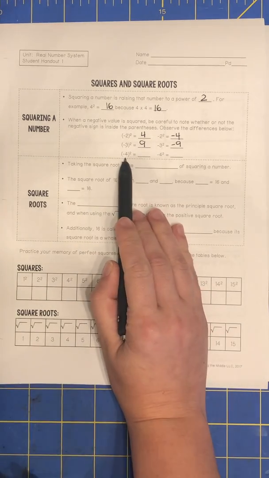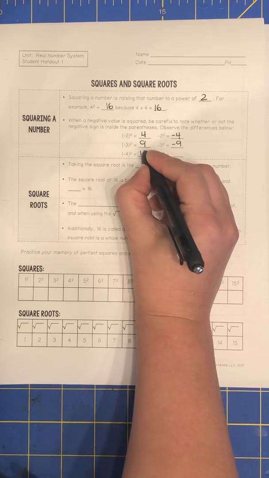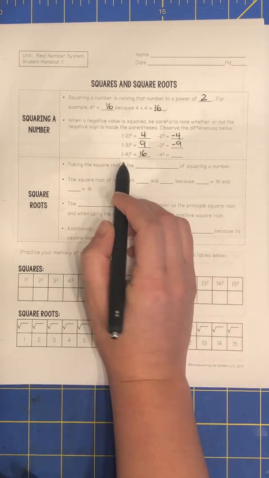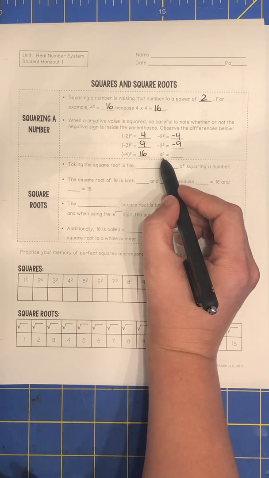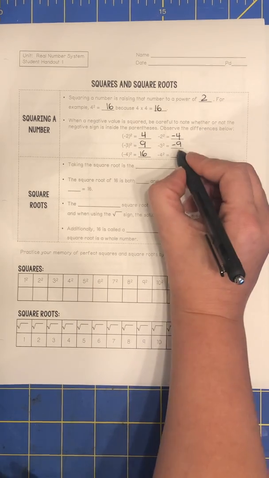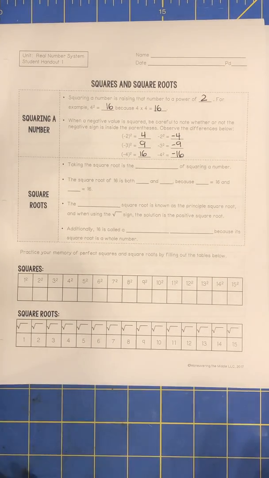Now the next one, I have negative 4 to the second power, or negative 4 squared. That's going to give me 16 because it's inside of the parentheses. Here the negative symbol is outside of the parentheses, so 4 to the second power, but that's negative, so it's negative 16. So those are squaring the number.